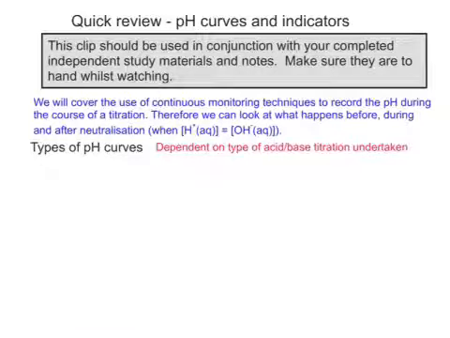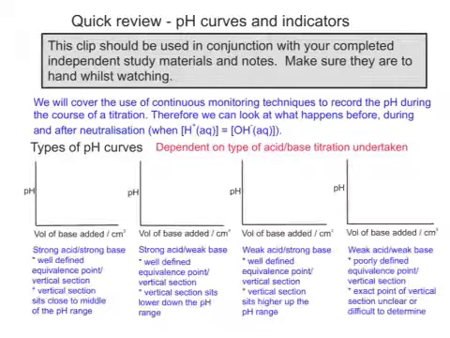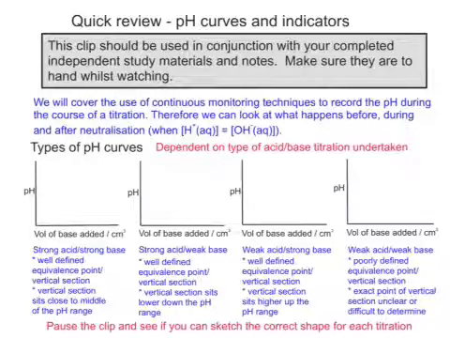So there's actually different types of pH curve shapes depending on the type of acid-base titration that's being undertaken. I've given you 4 different scenarios here and a little bit of information describing what each curve will look like. Why don't you pause the clip and see if you can sketch all 4 of these axes and put the correct curve shape in. And whilst you're doing it, try to use the descriptions I've given to help you. Obviously you'll have your independent study materials and notes. See if you can do it without copying from them this time.